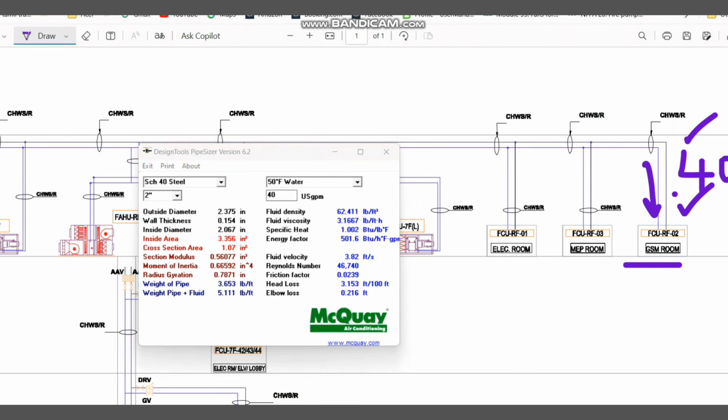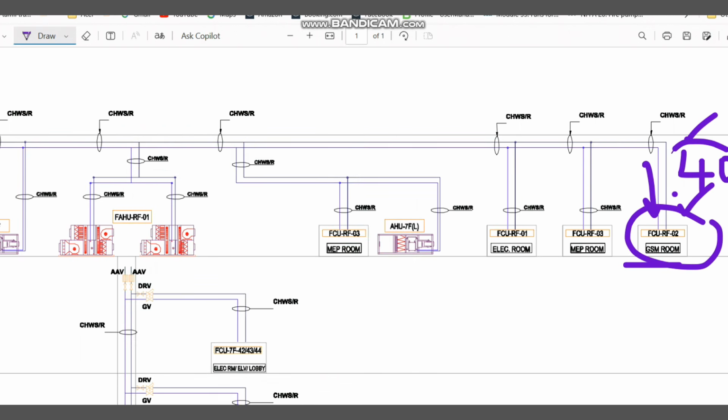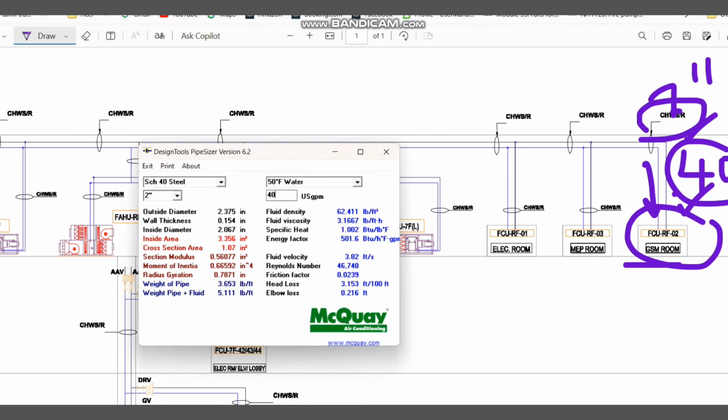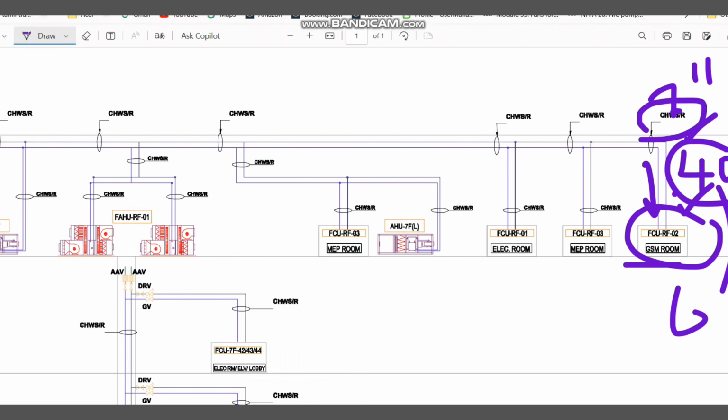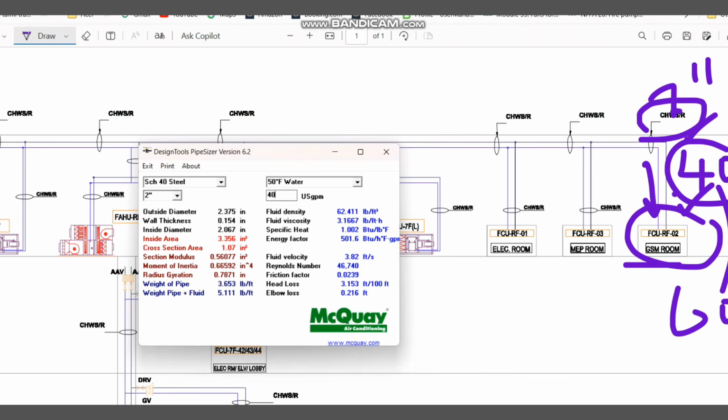So the pipe size for this FCU, just for example, if it is 40 GPM, should be 2 inch. That means the chilled water supply pipe and return pipe should be 2 inch. Let's say this FCU needs 60 GPM. Let's see what pipe size will come. Here I will put 60 GPM. The velocity is 5.74, which is exceeding the 4 feet per second velocity.